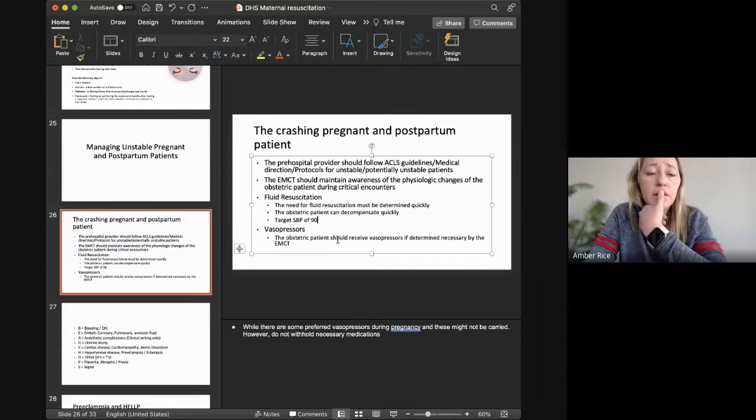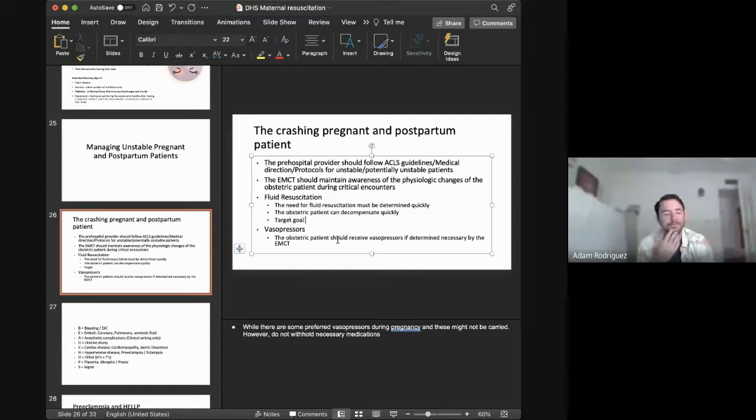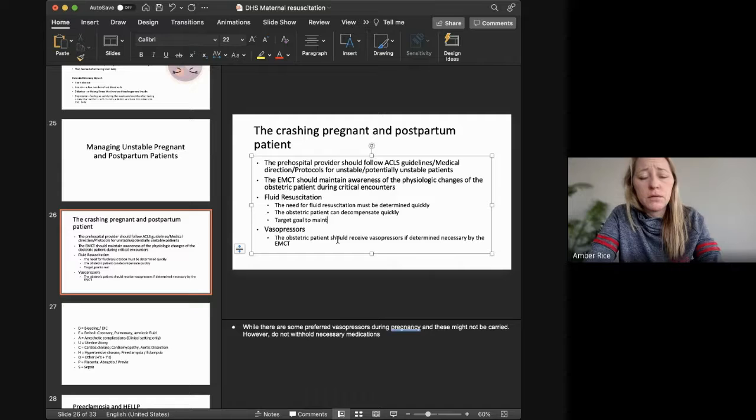I'm trying to figure out how to say this. Because obviously your target would be different depending on what you were treating. True. Target goal SBP. I mean, we could just be general and say to maintain adequate perfusion, and that's sort of open-ended unless you want to be specific with a target metric.